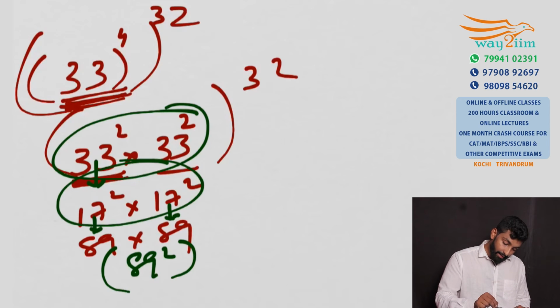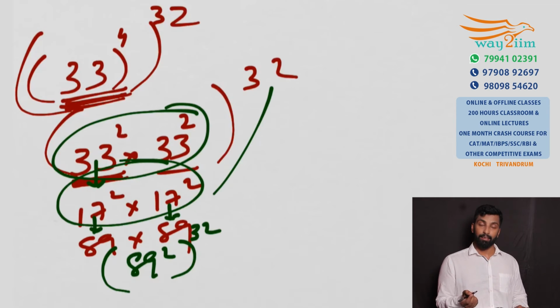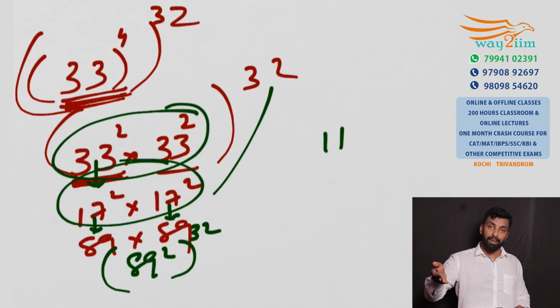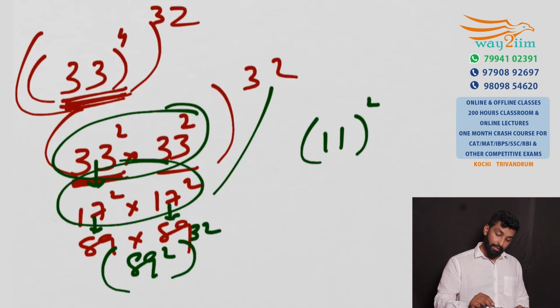Whole bracket, this 32 is there. Okay, that is there. I'll come to that. Okay, so what is 89 square? I don't know 89 square, but what I know is 11 square. And I know 11 square will be equal to 89 square. It's not that 11 square is equal to 89 square. Last two digits of 11 square will be equal to last two digits of 89 square. Okay, so I can write it as 11 square. That means last two digits will be 21.